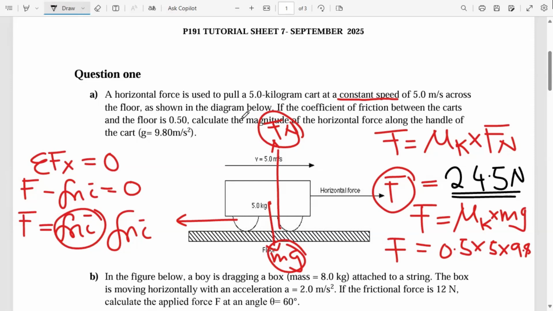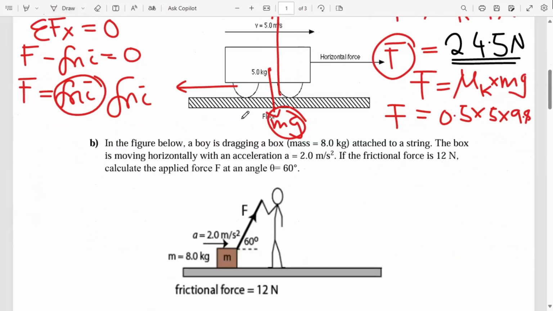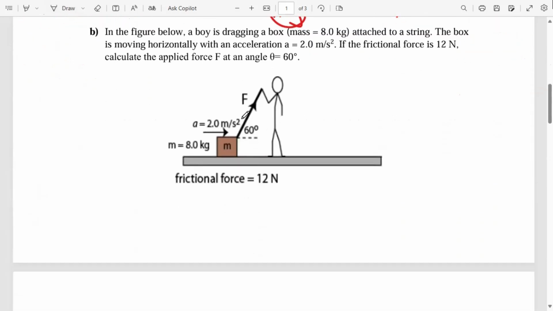And that is all about question 1A. We can move on to the next one, which is question 1B. They've told us that in the figure below, a boy is dragging a box of mass 8.0 kilograms attached to a string. The box is moving horizontally with an acceleration of 2.0 meters per second squared. If the frictional force is 12 newtons, calculate the applied force F at an angle theta equal to 60 degrees. So we are supposed to calculate the force F here.